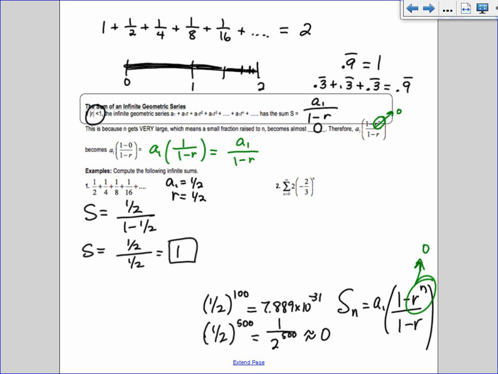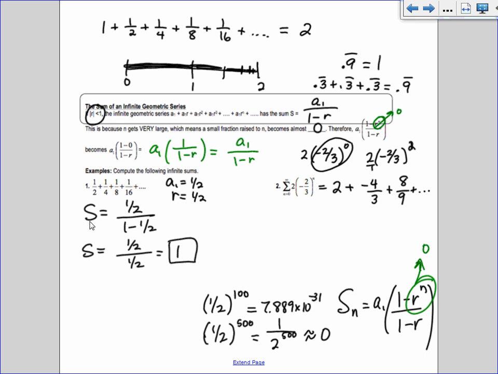Okay, so let's write out the first couple terms on this. If I have 2 times negative 2/3 to the 0, negative 2/3 to the 0 is 1, times 2 is 2. Plus, what if I have 2 times negative 2/3 to the 1? Well, that's 2 over 1 times negative 2/3, which is negative 4 over 3. Then what if I have negative 2/3 to the 2? Well, that's going to give me 4 over 9 times 2, so I'm going to get 8 over 9, and then so on.